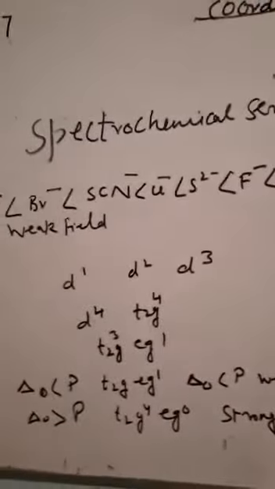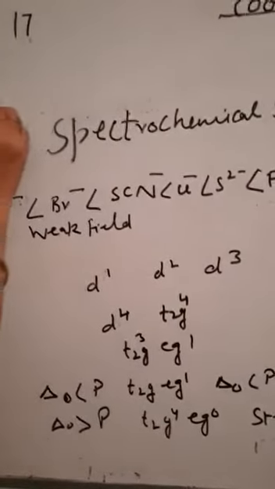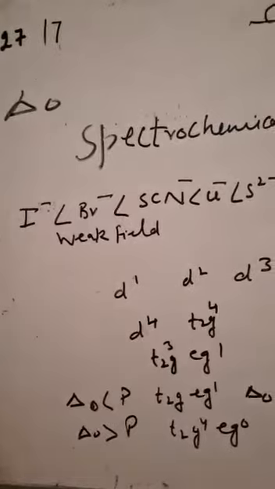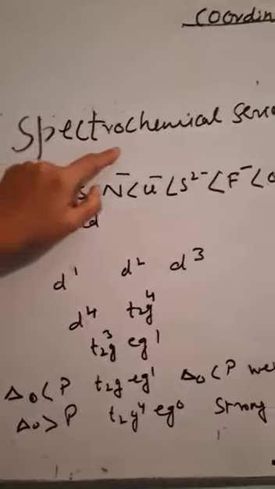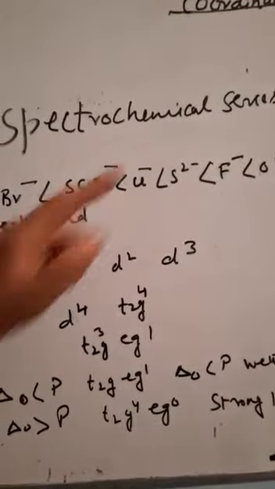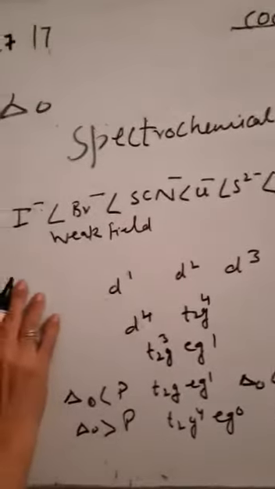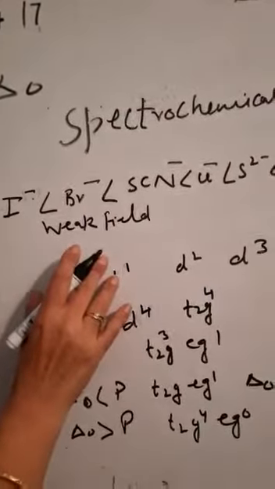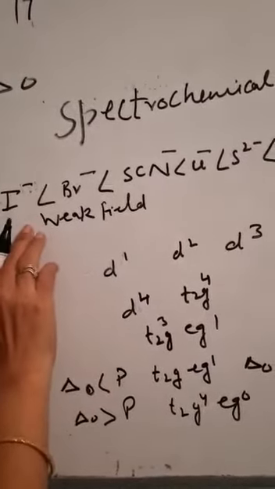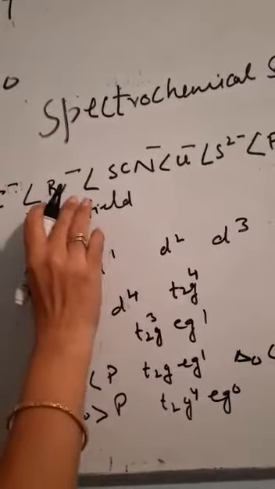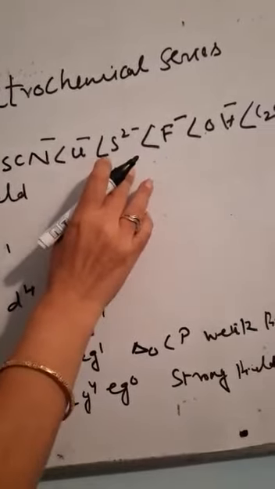The ligands are arranged according to the magnitude of delta octahedral in a series which is known by the name of spectrochemical series. This series tells about the strength of ligands and their power of splitting. It is I⁻, Br⁻, SCN⁻, Cl⁻, S²⁻.